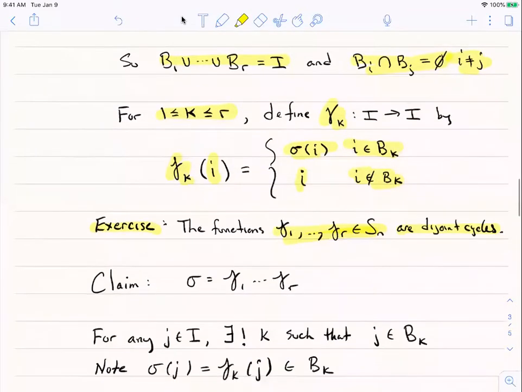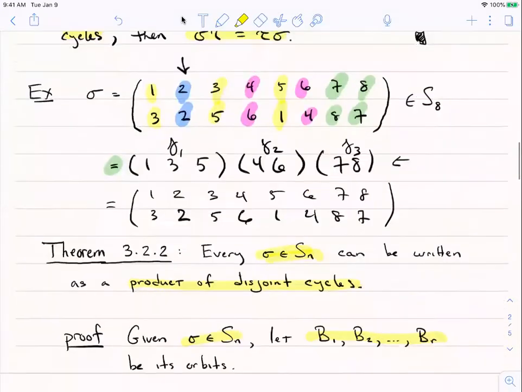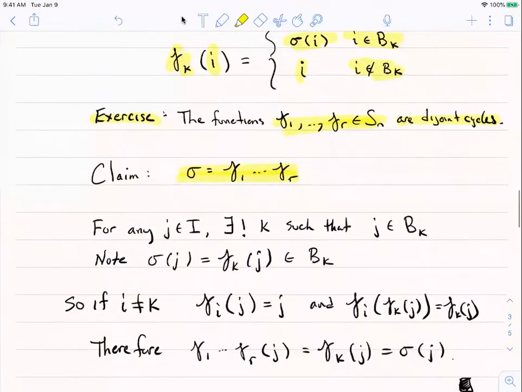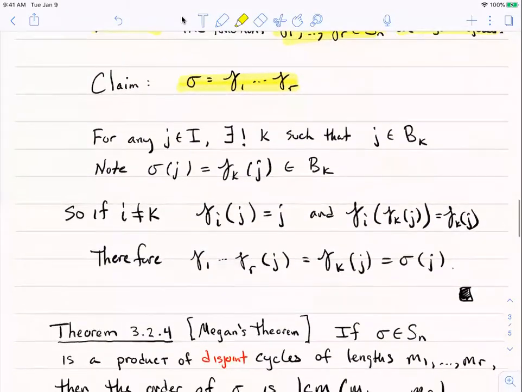So I have a claim. I claim that if we multiply those gammas that we made, we're going to recover sigma. You've already seen that happen. This is what we did. We recovered sigma up there. So let's see if we can't do it in general here. So how do I do that?